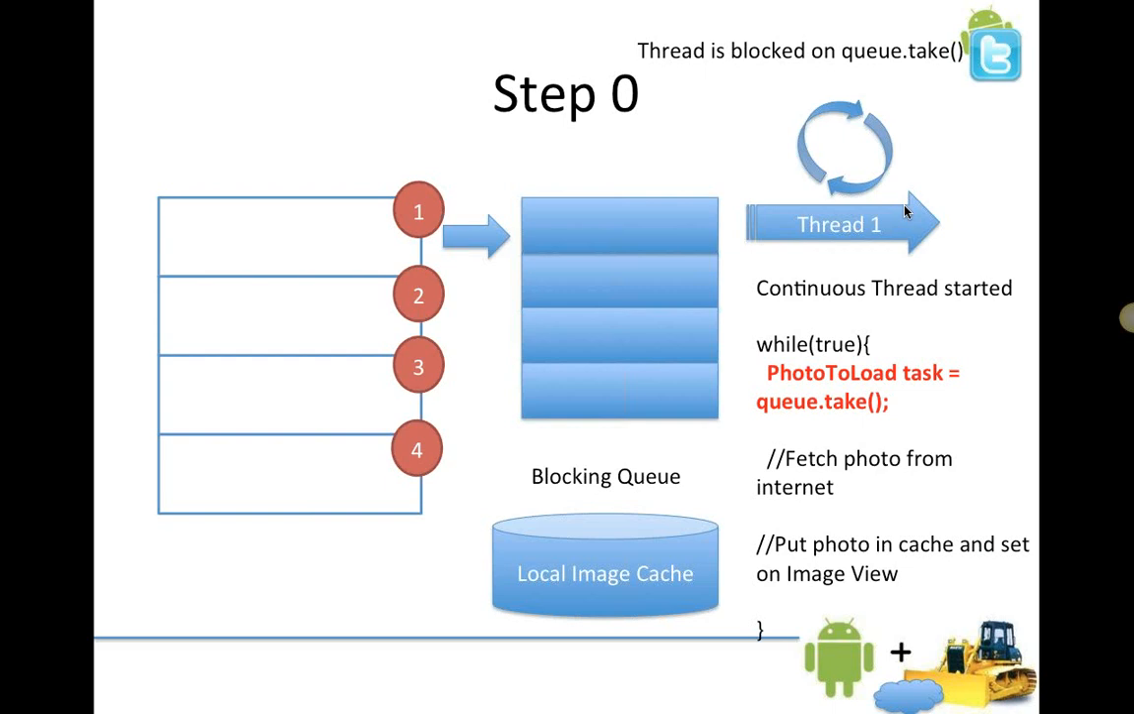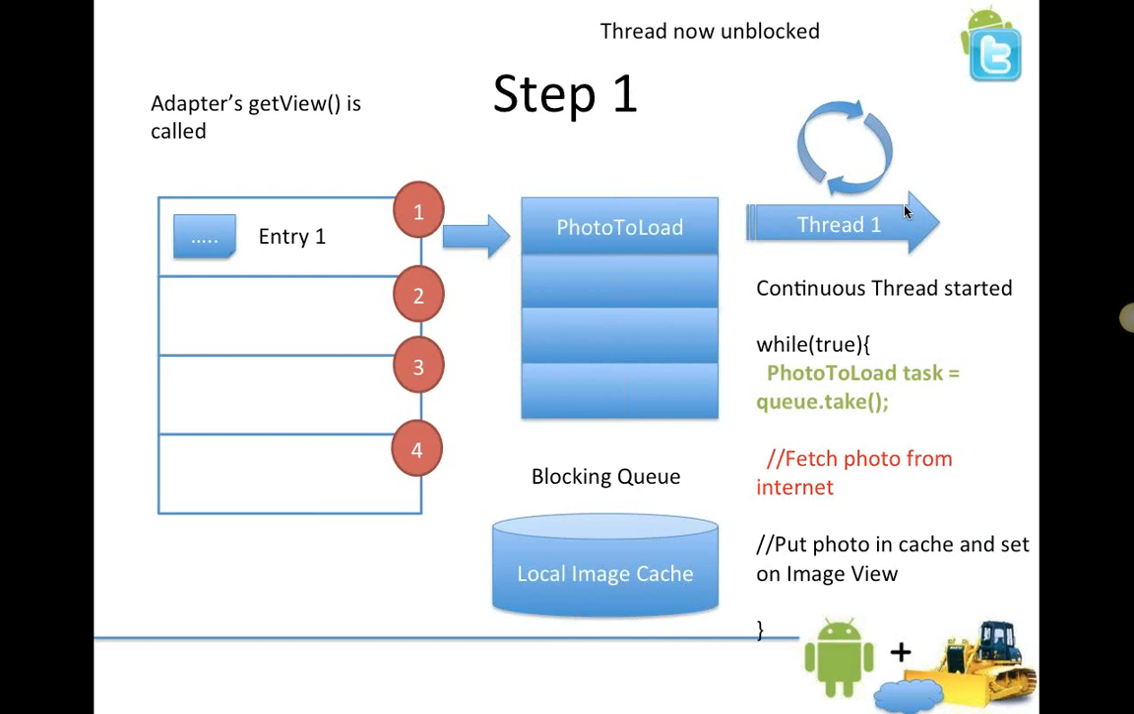But this is what happens before I'm showing anything. I'm launching my screens. Now what happens is my adapter's getView is called. So there I put a task in the queue that you need to load this photo because I don't have this photo. Now immediately you see the red thing, queue.take in the while loop, becomes green. And now I'm going to the next step, which is fetch photo from the internet. It's going to the internet, synchronously fetching the photo, no asynchronous calls over here. And finally, it gets the photo and puts the photo in the cache.